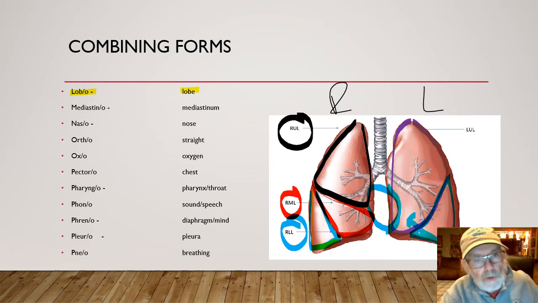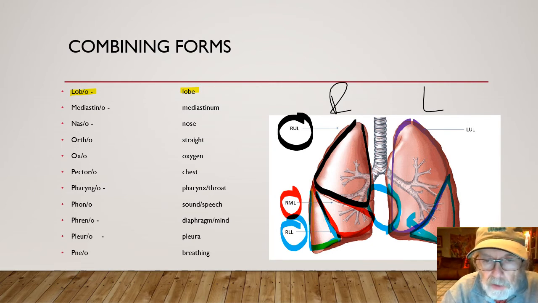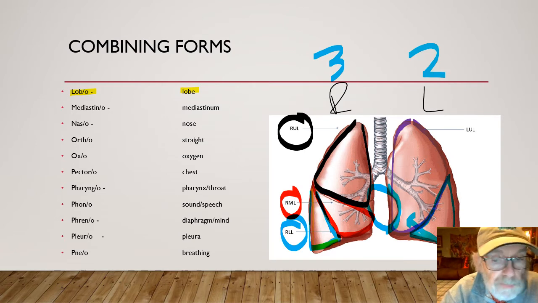So basically, lobo means lobe, and the right lung has three lobes. The left lung has two lobes. Sometimes there's actually a third lobe in there, but usually not. Mostly three on the right, two on the left.